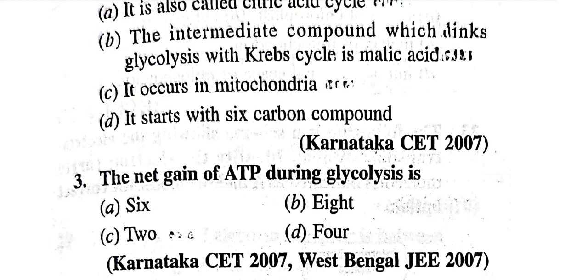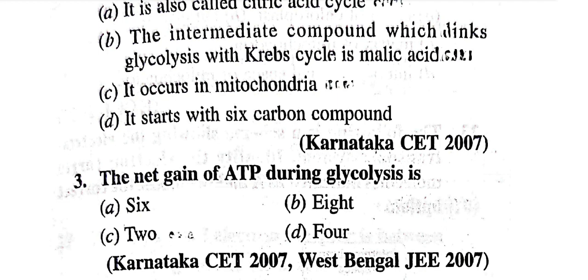Next, fructose 1,6-bisphosphate splits to form 3-phosphoglyceraldehyde and dihydroxyacetone phosphate. Then from 3-phosphoglyceraldehyde, 1,3-bisphosphoglyceric acid is formed. In that step, NADH plus H plus is produced. Then from 1,3-bisphosphoglyceric acid, 3-phosphoglyceric acid is formed. In that step, 1 ATP is produced.